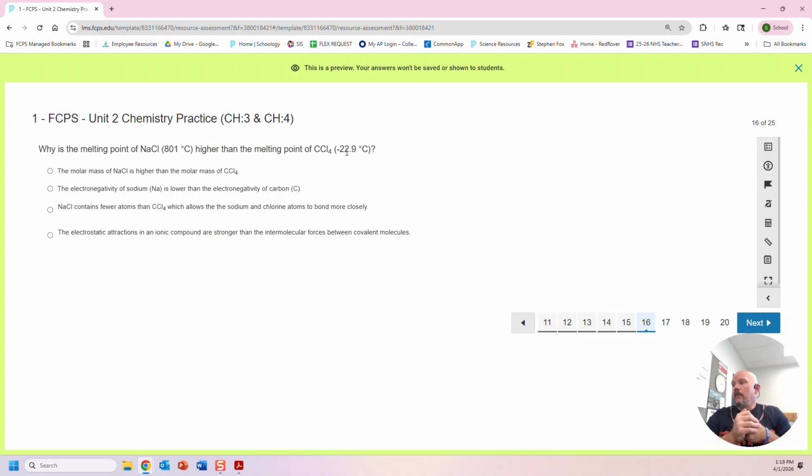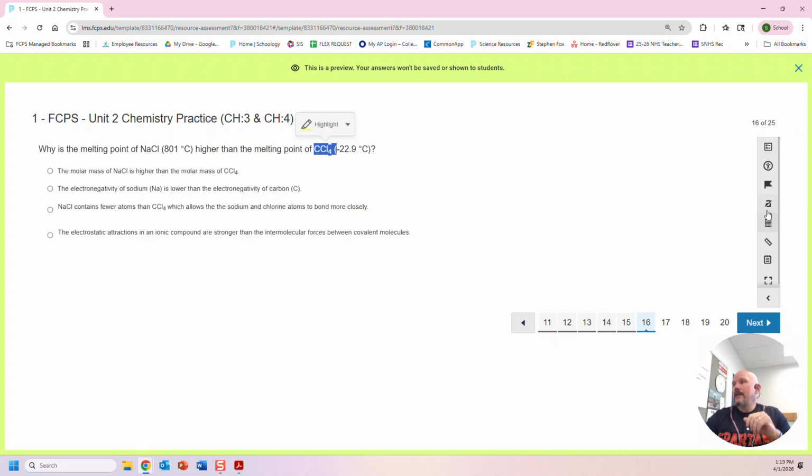Okay. And then remember, for covalent compounds, you have hydrogen bonding, which is pretty strong. Then you have dipole-dipole interactions, which are not as strong as hydrogen bonds. And then you have London dispersion forces. What we have to understand about CCl4 is it would be symmetrical, it would be tetrahedral shaped. So the only IMF it has is London dispersion forces. And that's why its melting point is so low. It has weak IMFs, intermolecular forces.